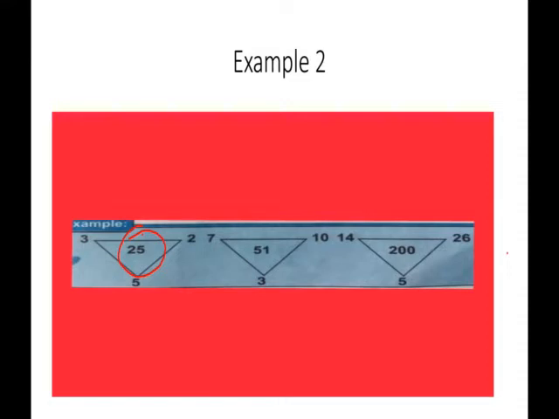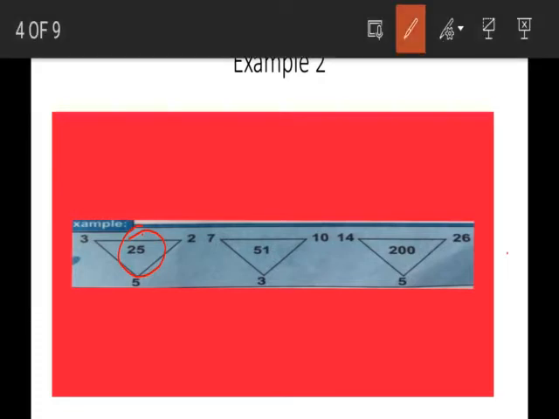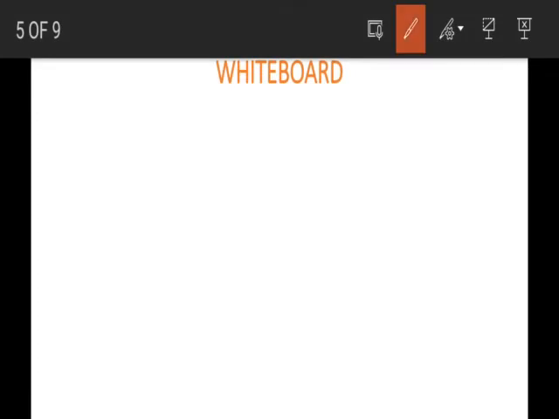Now, assuming 5 was not given, which is the 5 at the base, how do we go about it? What do we do? What's the logic? This is the simple logic. You have to add the 2 numbers at the top together, which is 3 plus 2, and 3 plus 2 is equal to what? 5.